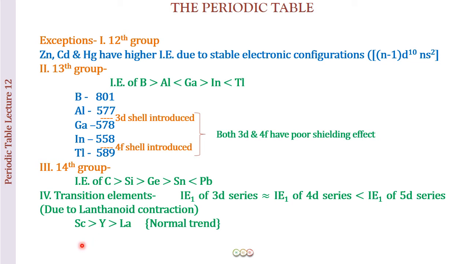The only group where you see the normal trend is the group 3 elements, that is scandium, yttrium and lanthanum. The values are decreasing down the group, that is because the 4f electron filling has not yet started as far as the group 3 elements are concerned. So right, I hope you can understand these now very well.